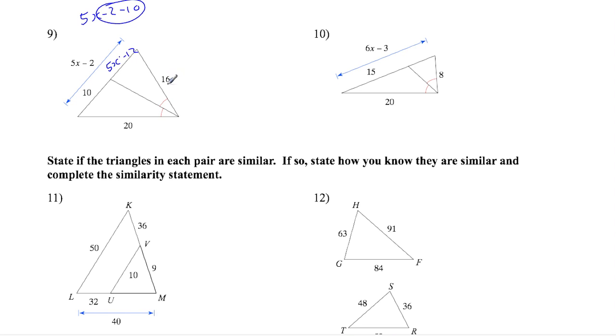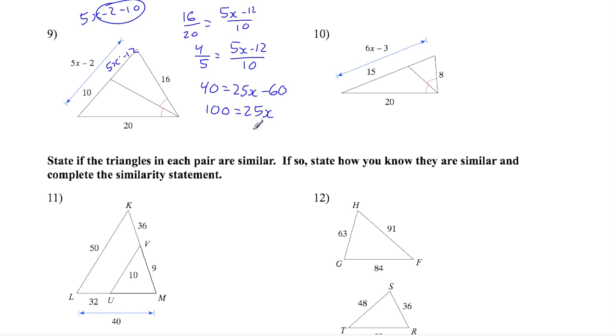So when we set up proportions, remember it's side to side, segment to segment. So for this, it's going to be 16 to 20 equals 5x minus 12 to 10. 16 to 20, they both have a common factor of 4, so I can reduce that to 4 to 5. Makes my multiplication later on a little bit easier. 4 times 10 gives me 40, and I cross multiply, so I get 25x minus 60. Add the 60 to both sides, so I get 100 is equal to 25x. Divide by 25 to get x is equal to 4.